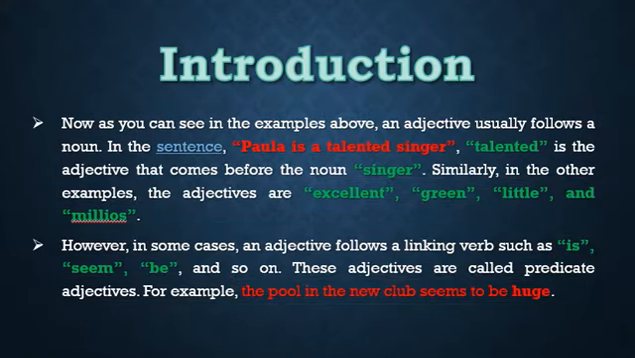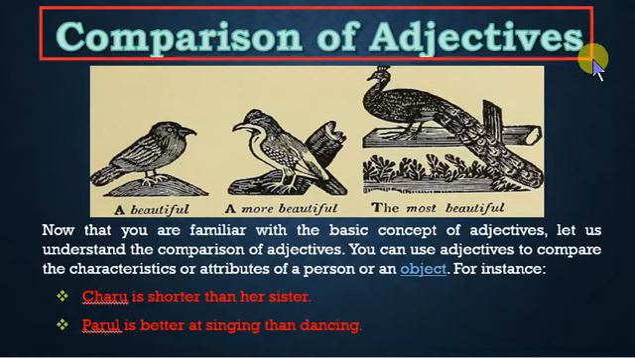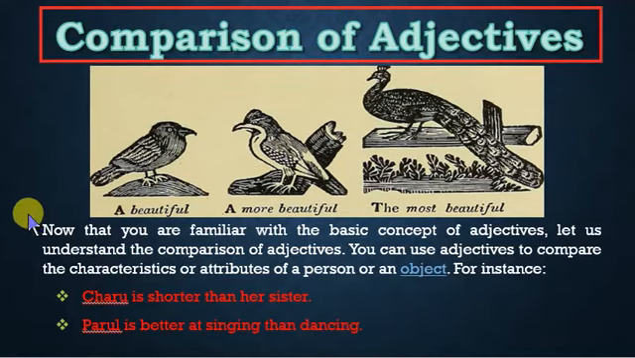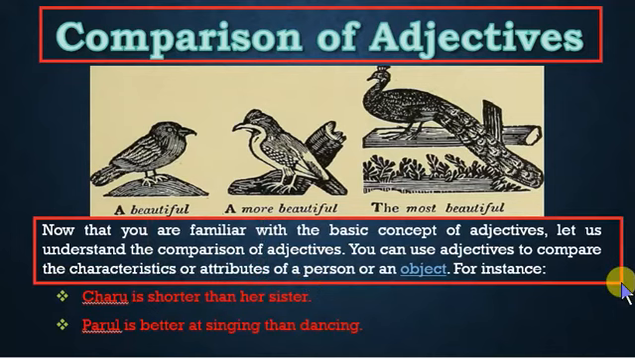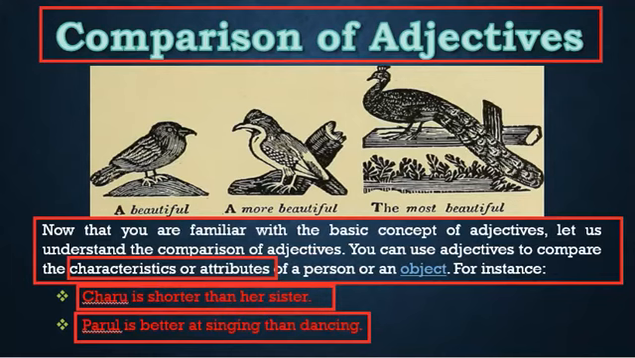Now we will move to the next slide. Now, comparison of adjective. By the picture you are able to recognize this thing. Now that you are familiar with the basic concept of adjective, let us understand the comparison of adjective. You can use adjectives to compare characteristics or attributes. Attribute, it means quality of a person or an object. For instance, Charu is shorter than her sister. Next example, Parul is better at singing than dancing.